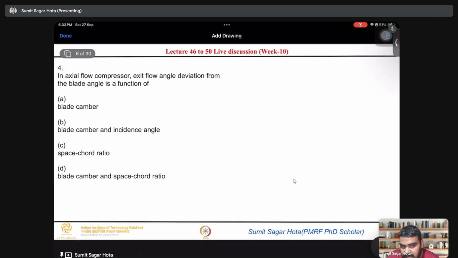In axial flow compressor, the exit flow angle deviation from the blade angle is a function of dash. Always remember the blade angle is always a function of blade camber and incidence angle. So the answer is B.